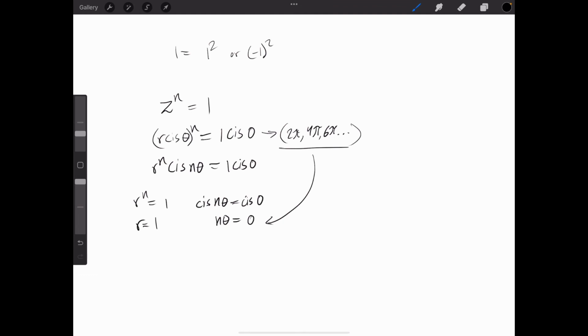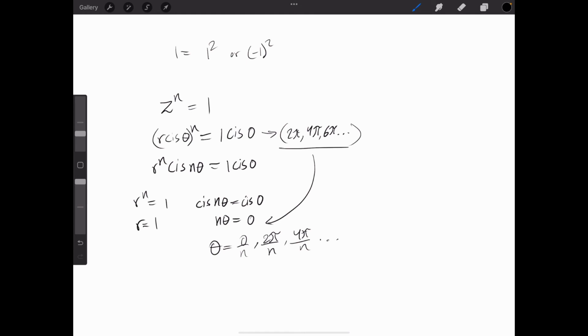All right, so next one. n theta is equal to 0 or 2 pi or 4 pi or 6 pi. You just say theta is equal to 0 over n, 2 pi over n, 4 pi over n, and it goes on.